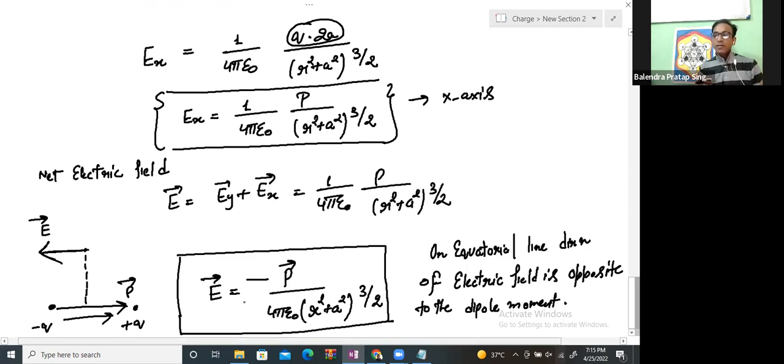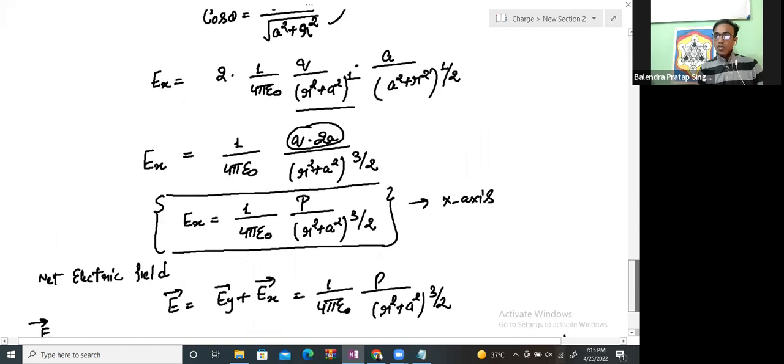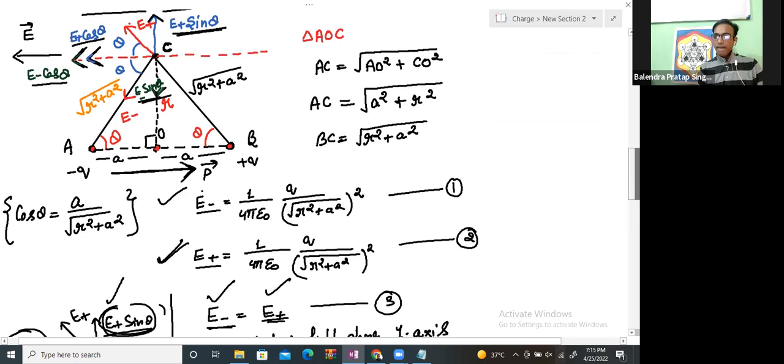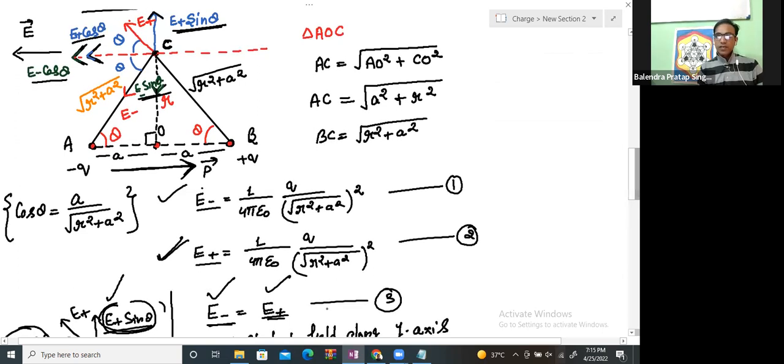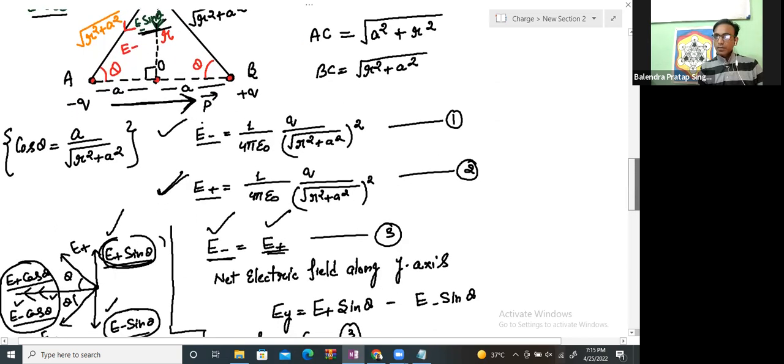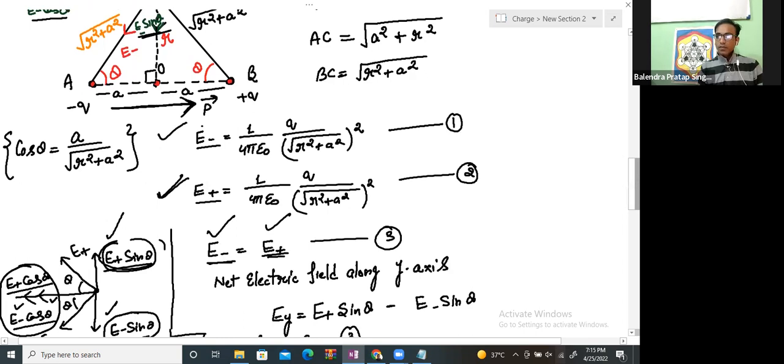When we find the electric field along the axial line, the electric field is the same as the electric dipole moment direction, but in this case it's opposite to the dipole moment. Now take a note of this derivation. Just write everything down. It's an important derivation. Then we will go to our next topic.